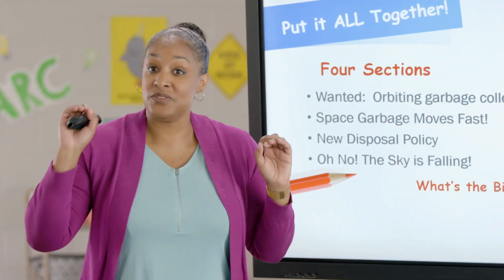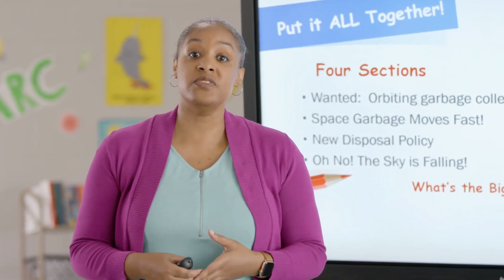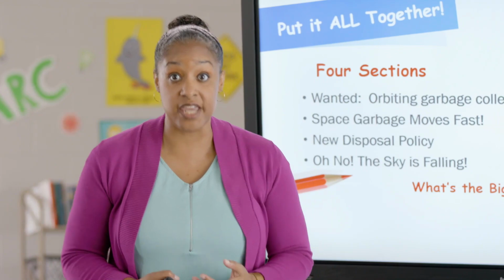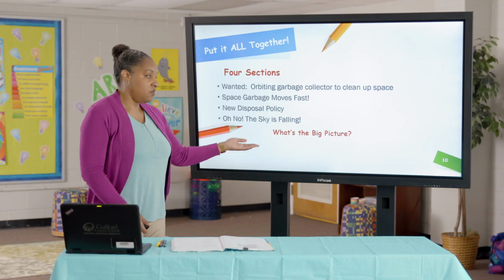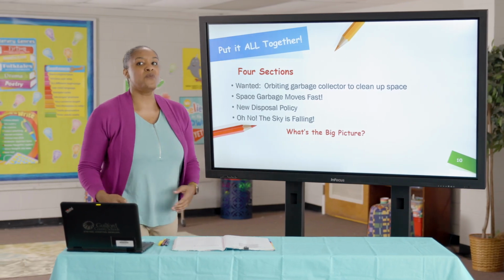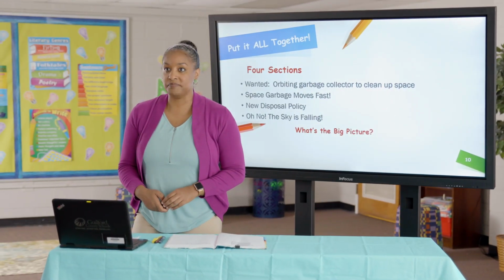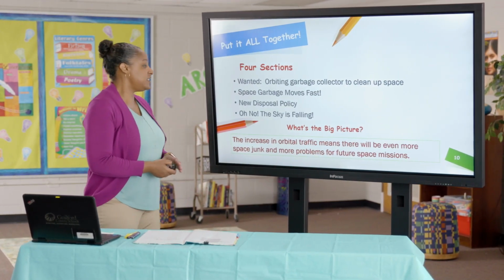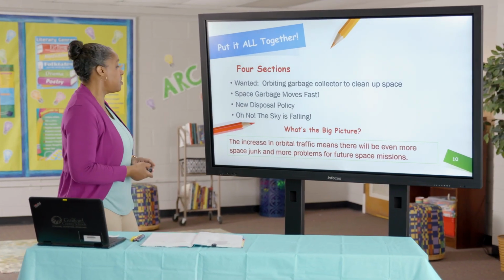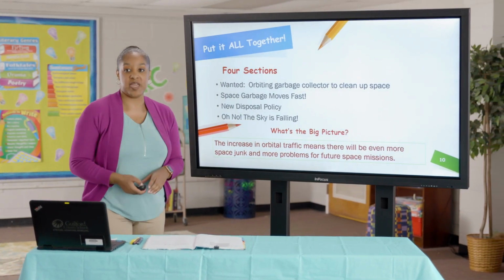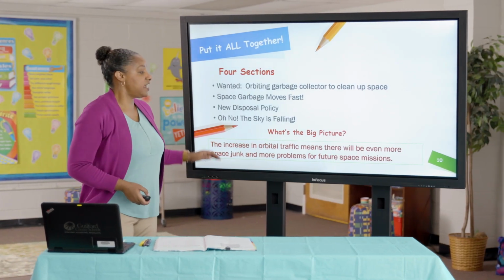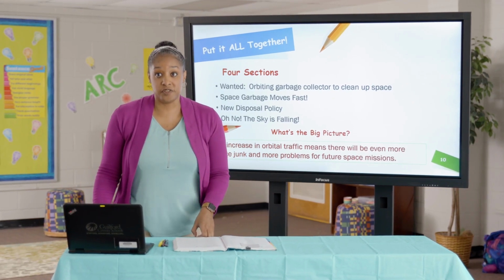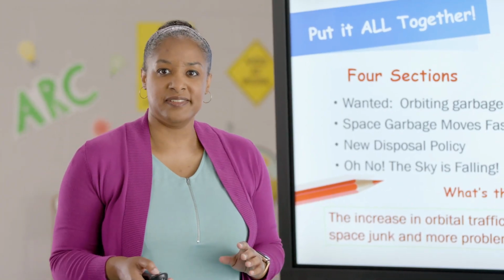Now keep in mind, as grade readers and 6th graders, we will use the information we found in each of these sections to help us determine the central idea of the entire text. So, what's the big picture here? What did the author want us to glean as we read this selection? Here's what I came up with. The increase in orbital traffic means there will be even more space junk and more problems for future space missions. Each of these sections address this and even come up with some potential ideas on what we can do in the future. How do we do so far?